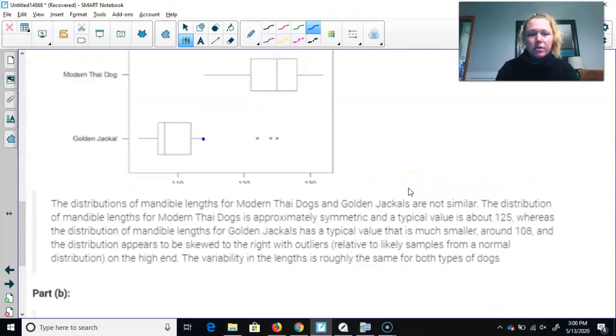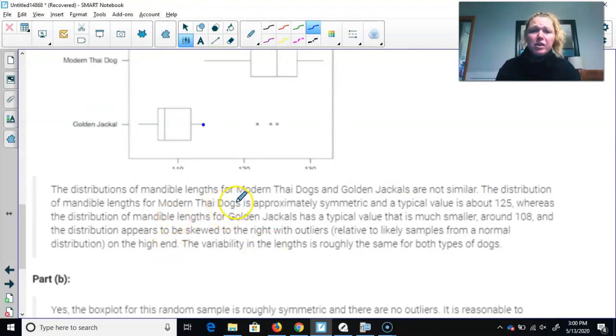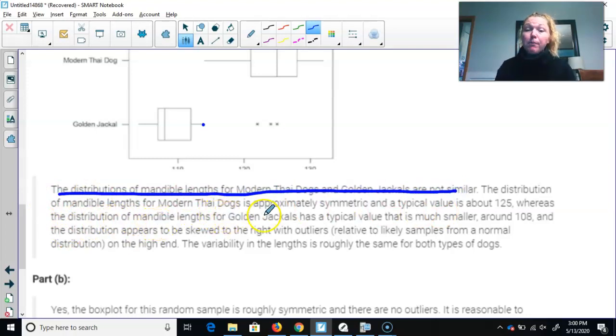So they have the answer right here. The distribution of mandible lengths for modern Thai dogs and golden jackals are not similar. I don't think you need that sentence there personally to get credit. The distribution of mandible lengths for modern Thai dogs is approximately symmetric. And the typical value is about 125. Whereas the distribution of mandible lengths of golden jackals has a typical value that is much smaller, okay? Around 108. And the distribution appears to be skewed to the right with outliers, okay?